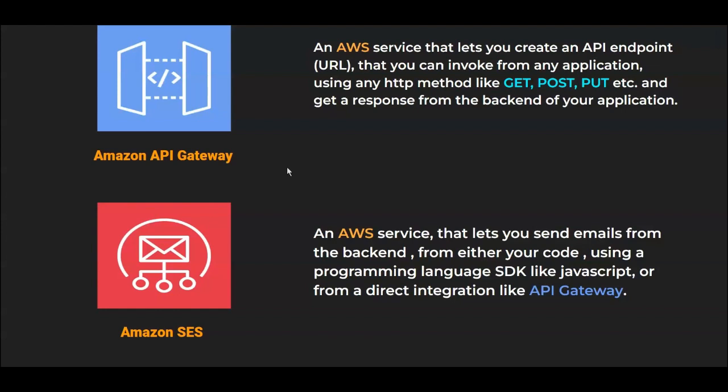And it lets you integrate with many of AWS's backend services like Lambda or DynamoDB, or in this case SES. And SES stands for Simple Email Service, and that lets you send emails from the backend from either your code, which could be a Lambda function that you would write in a programming language, SDK, or as we're going to do today, with a direct integration like API Gateway.